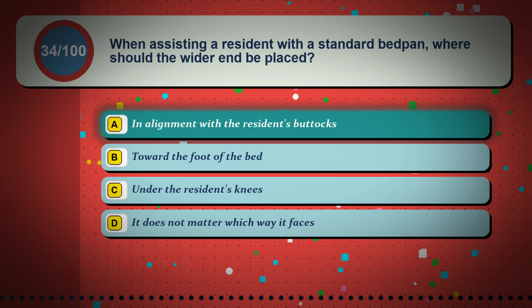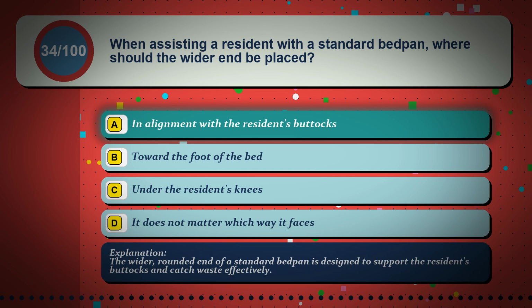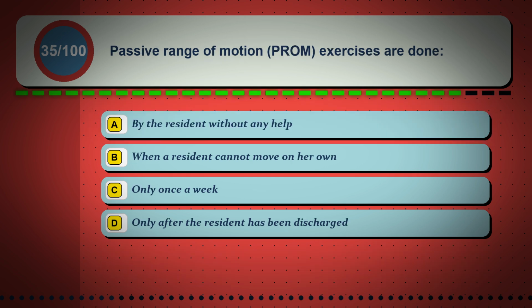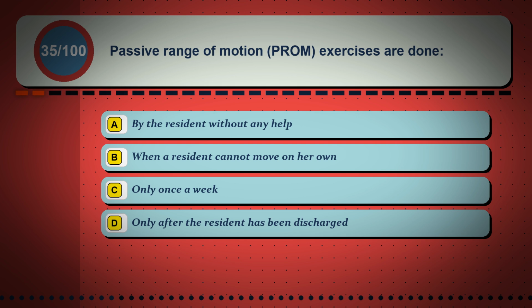The correct answer is option A, in alignment with the resident's buttocks. The wider, rounded end of a standard bedpan is designed to support the resident's buttocks and catch waste effectively. Question 35. Passive range of motion, PROM, exercises are done. Option A, by the resident without any help. Option B, when a resident cannot move on her own. Option C, only once a week. Option D, only after the resident has been discharged.